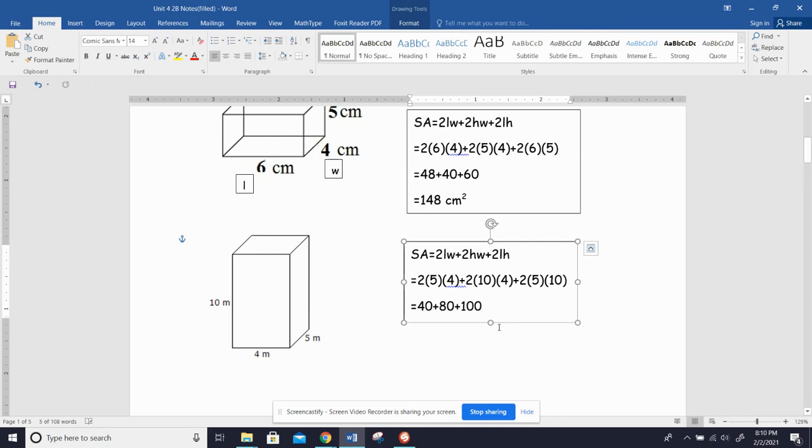Order of operations, I do the multiplying, then add them all together. So my surface area, in other words, the area of all 6 rectangles, all 6 sides, is 220 meters squared. Okay, it's good to label. It's good to be very methodical and put your formula out there, plug it into the formula, and work it out. Try and show a lot of work. It really is helpful.